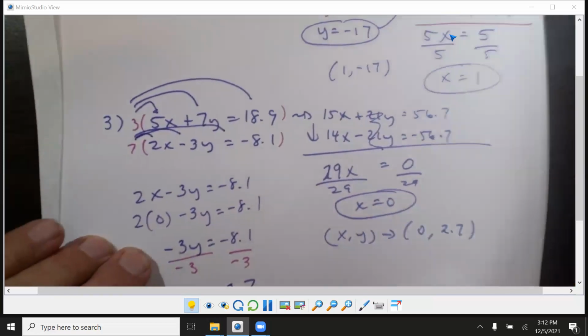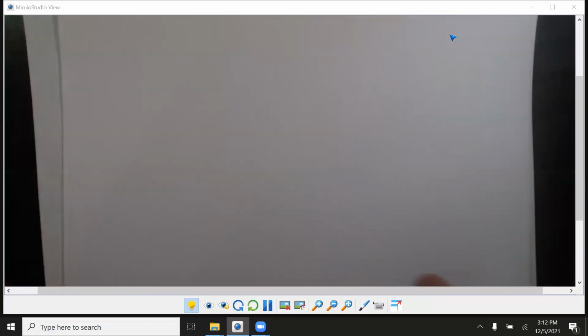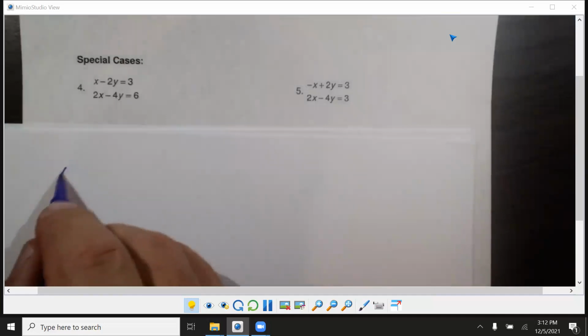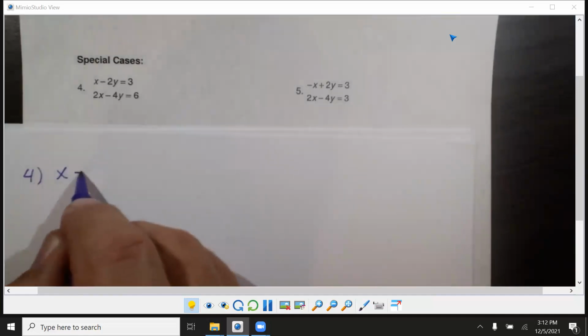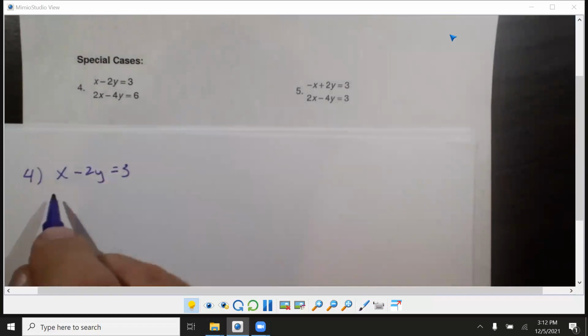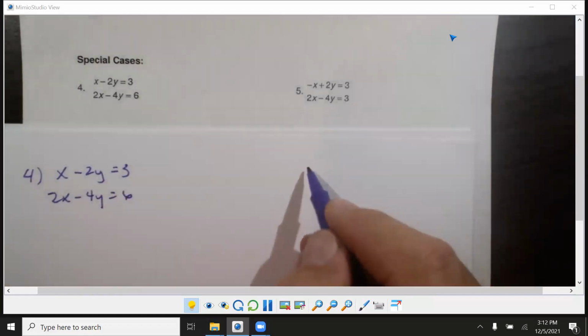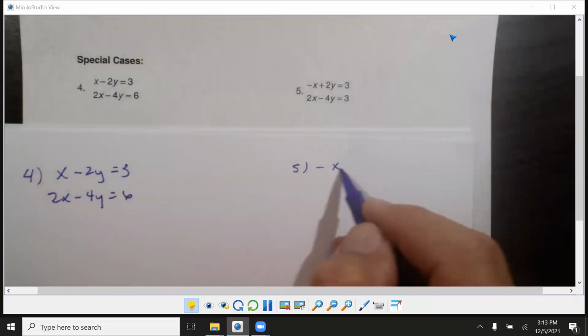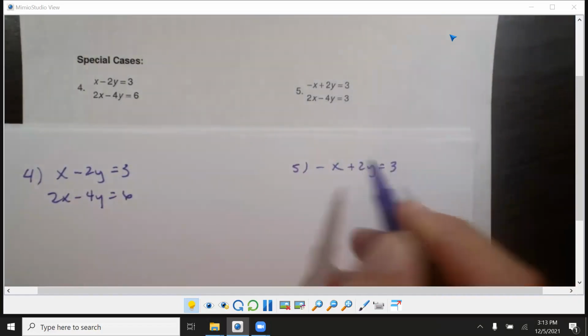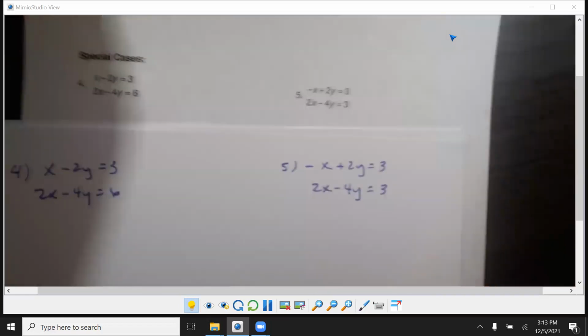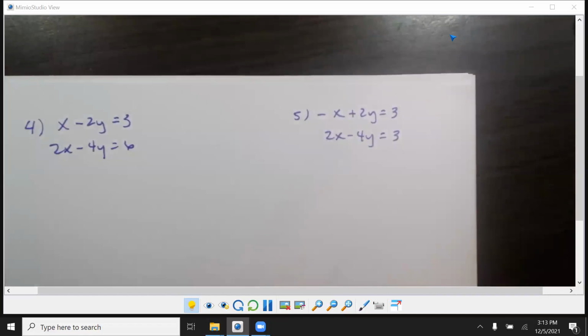All right, so let's try a couple more. We've got 2 more to do, and we're really going to be doing these 2 right here, the special case ones. So I'm going to go ahead and write these down real quick. This is number 4. I'm going to do the other one right here, just go ahead and put it down so that way we don't have to write. All right, so we have the last two problems here.